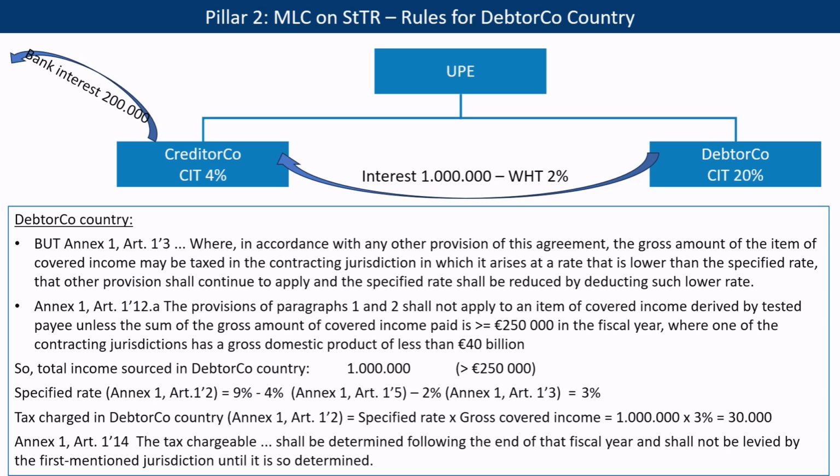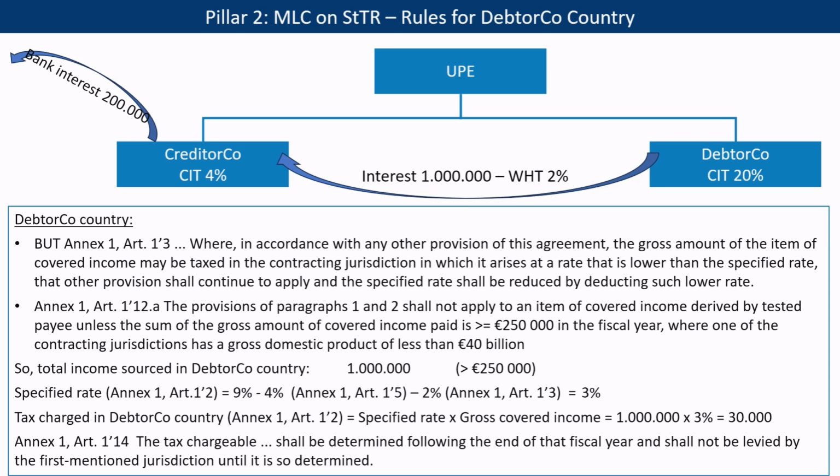The tax chargeable shall be determined following the end of that fiscal year and shall not be levied by the first mentioned jurisdiction until it is so determined. And the reason why you only calculate the STTR at the end of the year is because you need to look at the aggregate payments from all related parties, both in creditor country and in debtor country.